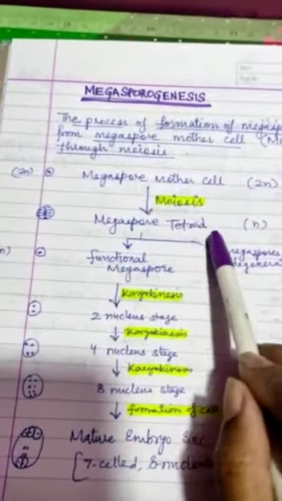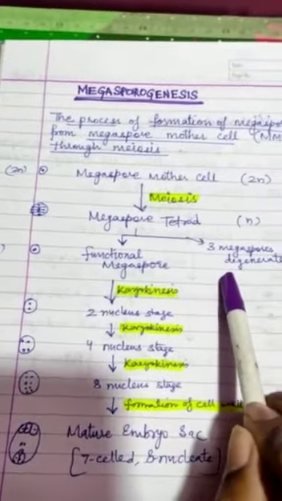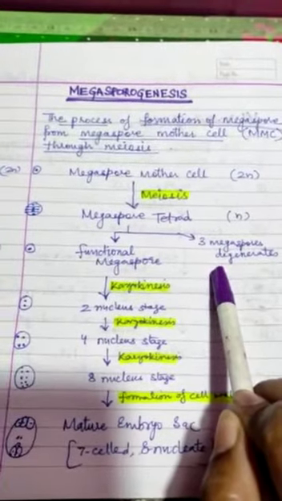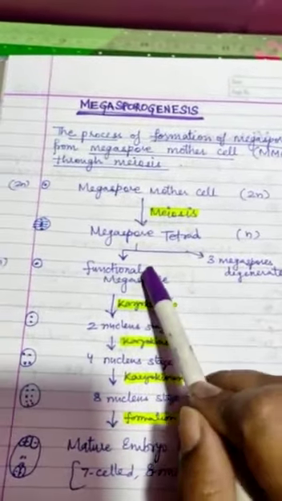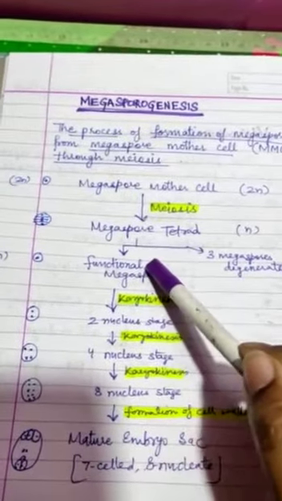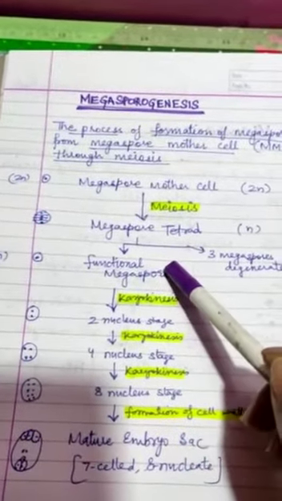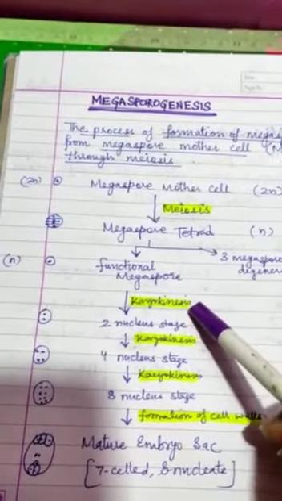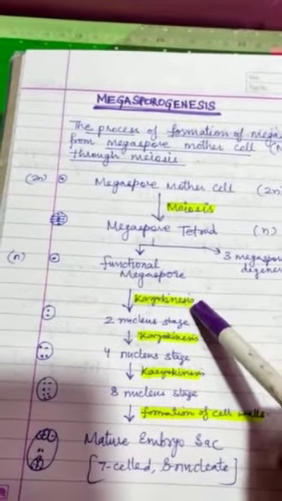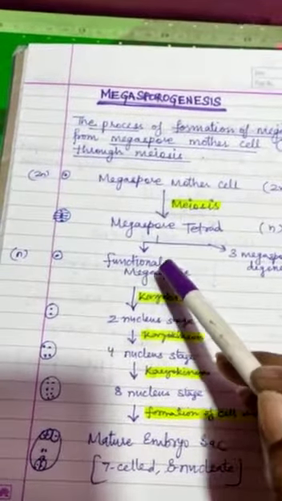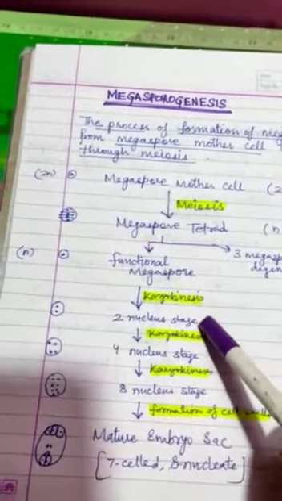Out of this megaspore tetrad, 4 cells, 3 cells degenerate. 3 megaspores degenerate. They are non-functional. Only 1 megaspore is functional. This functional megaspore undergoes karyokinesis, mitosis, but only nuclear division. Okay, so karyokinesis, and from one cell it becomes 2 nuclei.